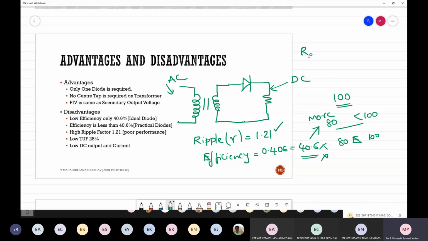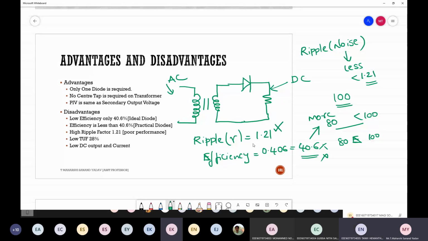What is meant by ripple? Noise. Should noise be more or less? As noise should be less, this value should be less than 1.21. This is the value which you got, which is also a disadvantage. Clear? So ripple should be less, efficiency should be more. This is one of the disadvantages.